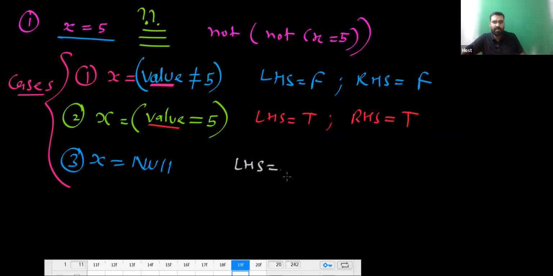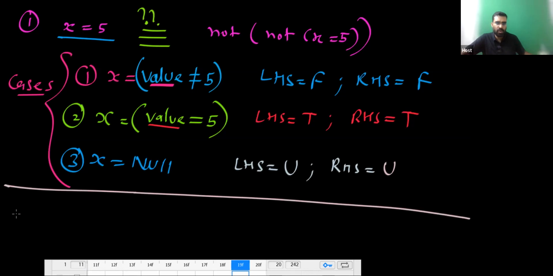In this situation, what will be LHS? LHS will be unknown. What will be RHS? RHS will be unknown. What is not of unknown? Not of unknown is unknown. So again, you will get unknown because we already know this. So these are the 3 cases, right? See, this is how you can solve.